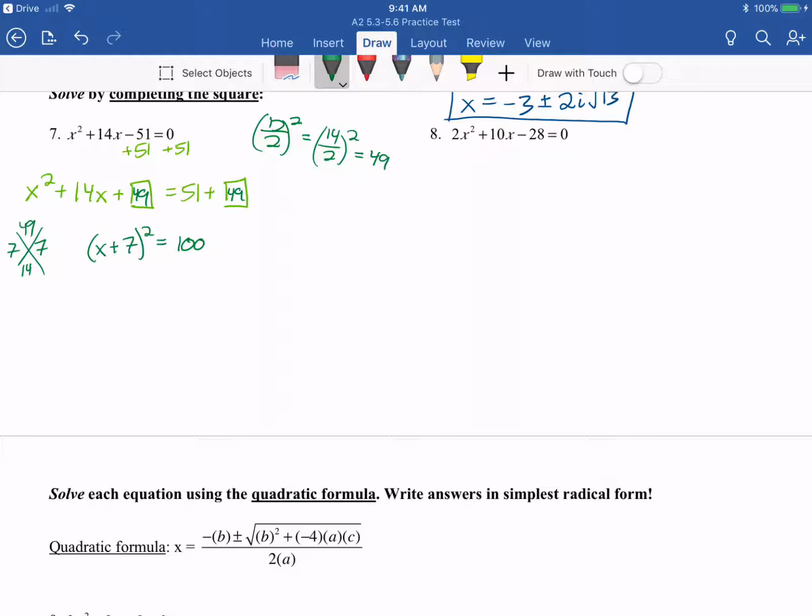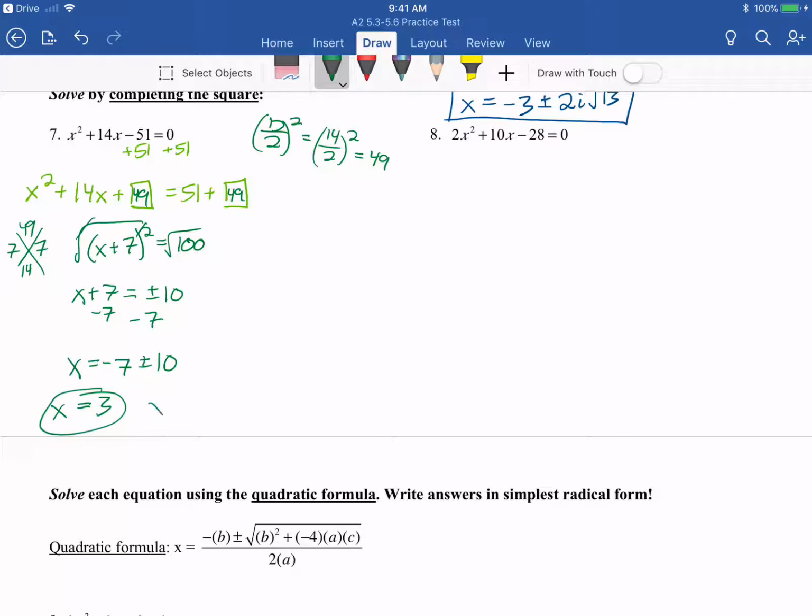All right, take the square root of both sides. So now I have x plus 7 is equal to the square root of 100, which is plus or minus 10. All right, subtract that 7, subtract the 7. So now I get x equals -7 plus or minus 10. That would be fine if you left your answer as that, but I look at that and I say -7 plus 10 is going to be 3, and -7 minus 10 is going to be -17. All right, so you get 3 and -17 for your 2 answers.